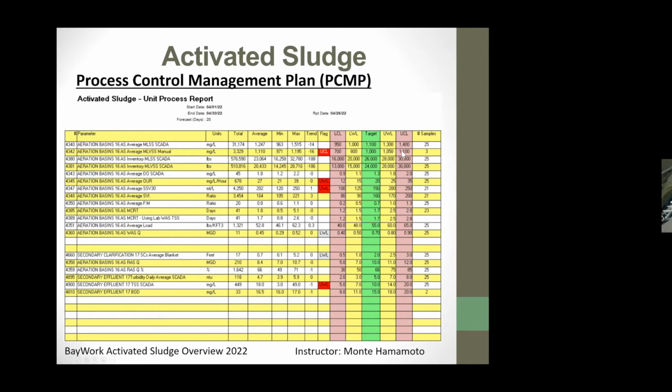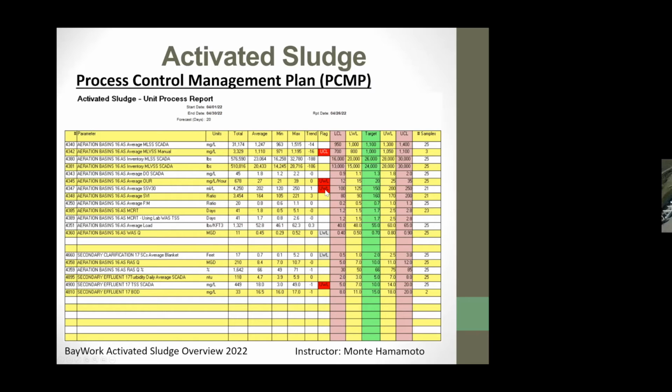And now, whoa, you actually passed your upper control limit. So something's wrong. You guys need to make a change. You need to increase your wasting. Those are all indicators. And you can see this is the upper warning limit. We got above that for our aeration basin OUR.